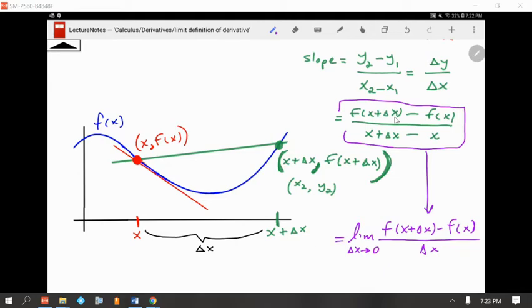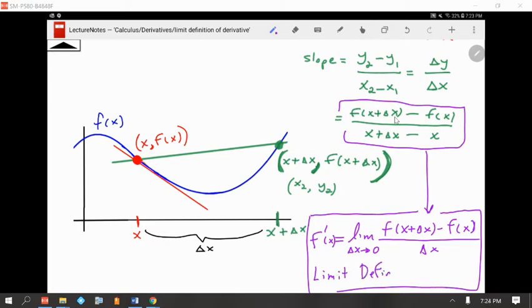What do we call this? We call this f prime of x. This is our formula for the derivative. This is the limit definition of a derivative. The good news is there's going to be other ways to find derivatives. We start out using this limit definition, okay?